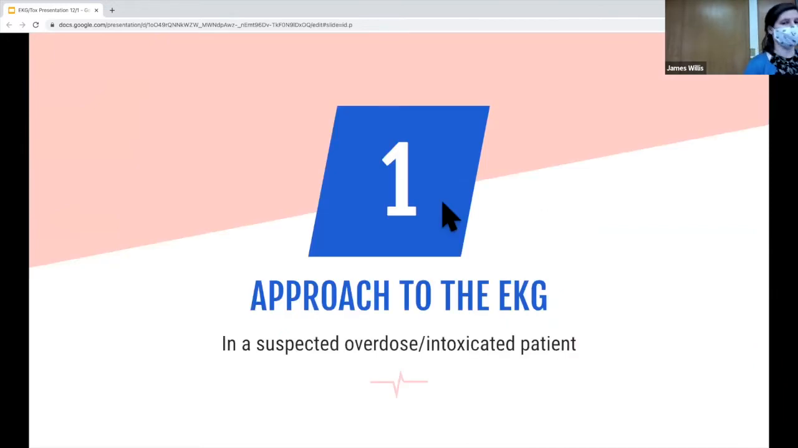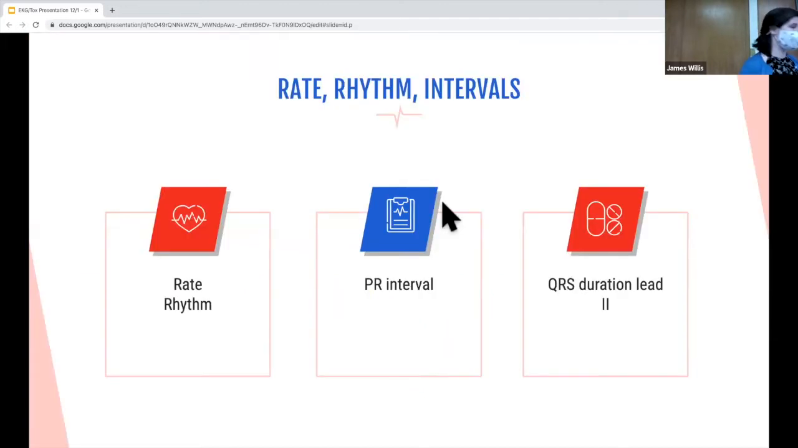So Fleur gave you guys a nice 6-step process for the EKG in the syncope patient. Now I'm going to confuse you with another 6-step process that's slightly different for the tox patient. So first 3 things, you're going to look at rate and rhythm, which I feel like everyone should know. That's our first step on every EKG. And then we're going to look at the PR interval to see if there's any degree of heart block. And then we're going to look at the QRS duration specifically in lead 2.